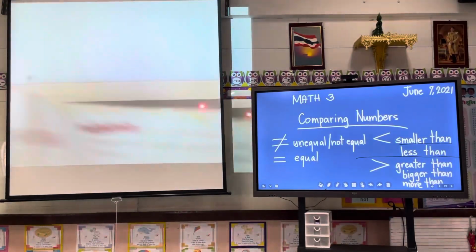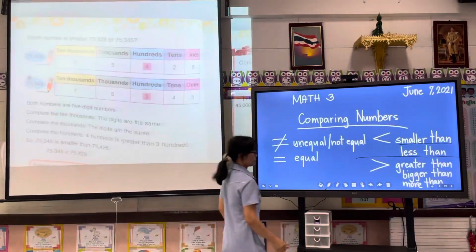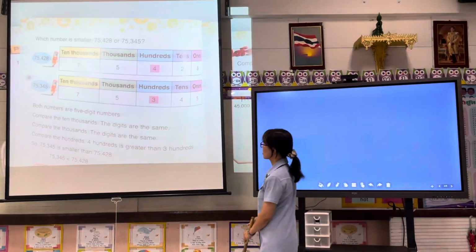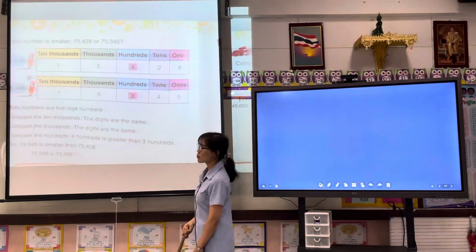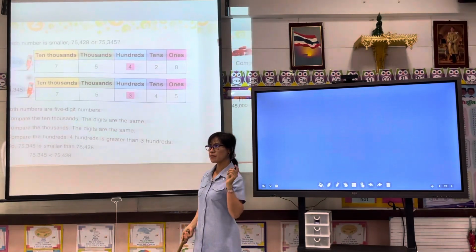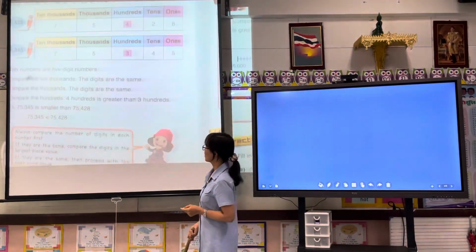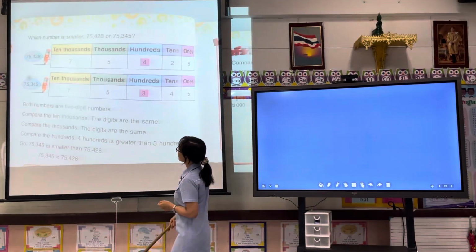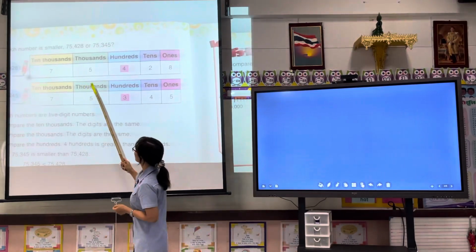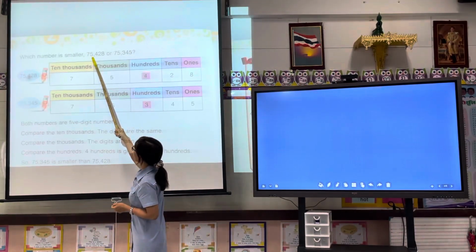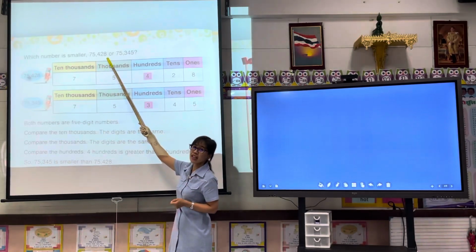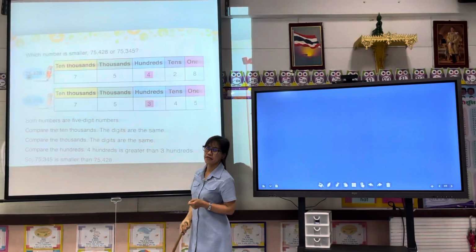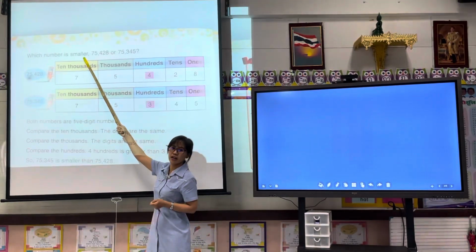Okay, next example. Sometimes it's tricky, okay? Especially when some digits are the same, just like our next example, you see? Now this time again, which is smaller? 75,428 or 75,345? Okay, which is smaller?